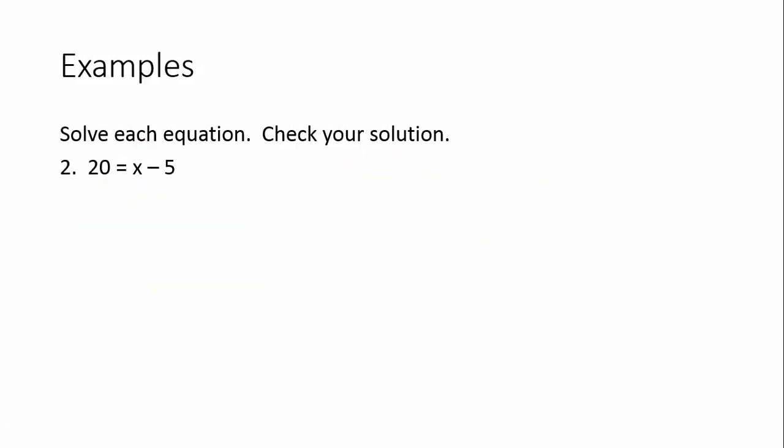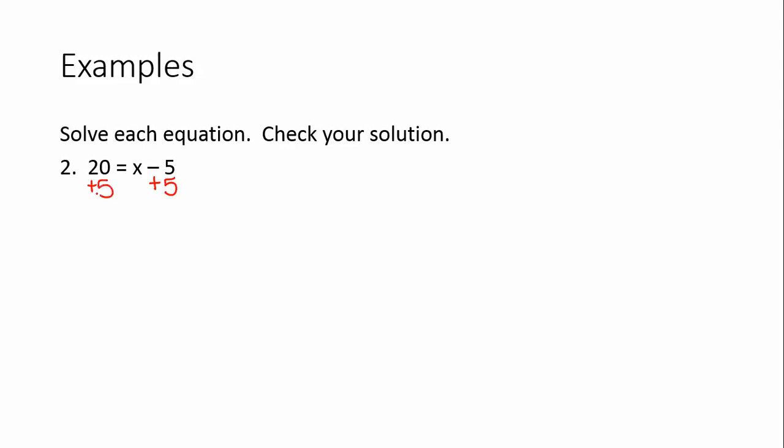Number 2, we have 20 equals x minus 5. And don't be confused or thrown off. The variable can be on the right-hand side, and that's fine. So again, we want to look at what's happening to the variable. On the right-hand side, we have the variable x, and it has a 5 being subtracted from it. So again, the inverse operation of subtracting 5 is going to be adding 5.